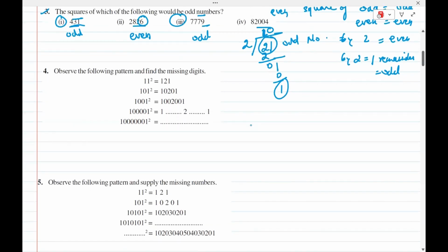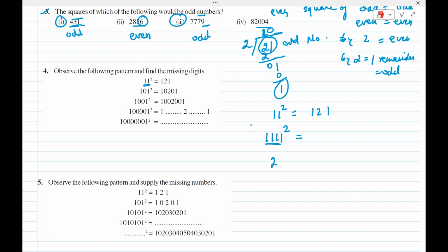Let's move to the fourth question. It says: observe the following pattern and find the missing number. See here, I have 11. So 11 squared will give you 1, 2, 1. Here the trick is, if I have 4 ones and I need to find the square, what to do? I need to write numbers in increasing order up to 4, and why 4? Because I can see 4 ones here.